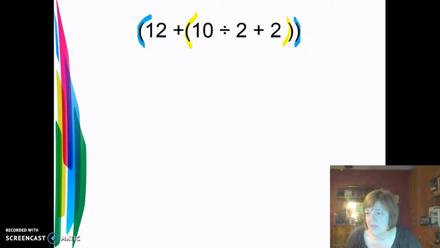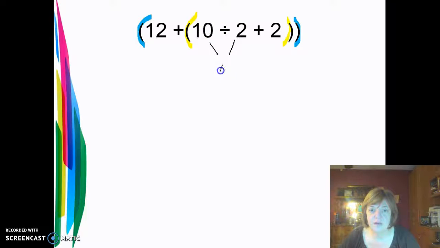So in this case, again, we want to do what's inside the yellow parentheses first. This is the most inner. Now, but look at that. We've got two operations going on. We've got division and we've got addition. Now remember your PEMDAS. It applies even inside parentheses. So division comes before addition. So we're going to do this first.